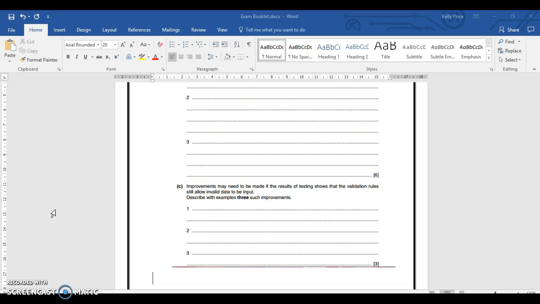Describe 3 such improvements. Now, for this question, you would be looking back at the scenario and seeing what data would not be accepted, okay? And what data is on the boundaries and should be accepted. So here you're going to look at extreme and abnormal data. So looking at the 3 validation rules that you may have described, you could look at improvements.